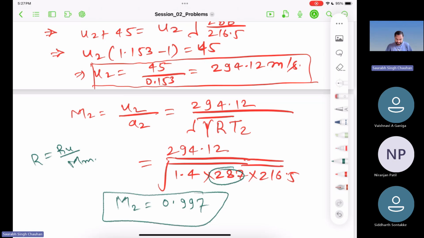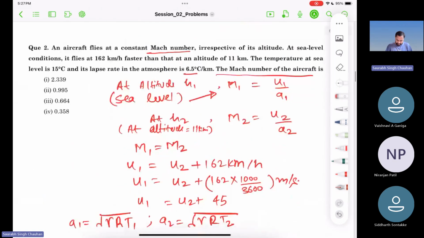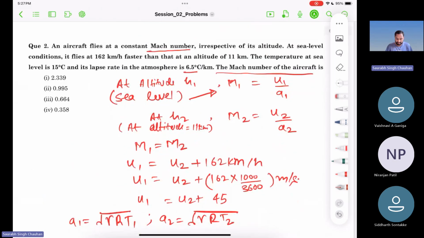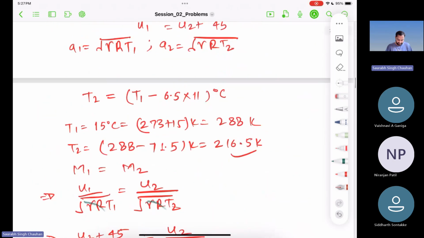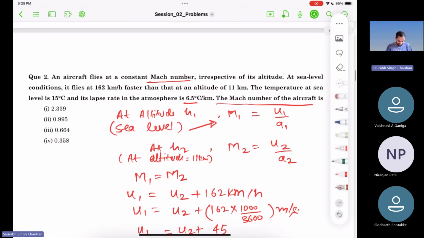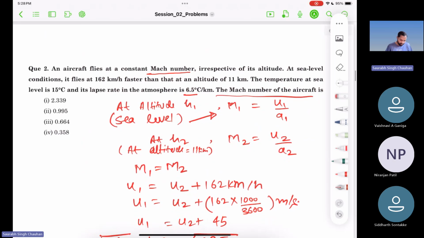So this is what is asked in the question. We have to find the Mach number, and the Mach number is coming out approximately 0.997. So if there is any option, well, the closest option is the second option, right? 0.995.